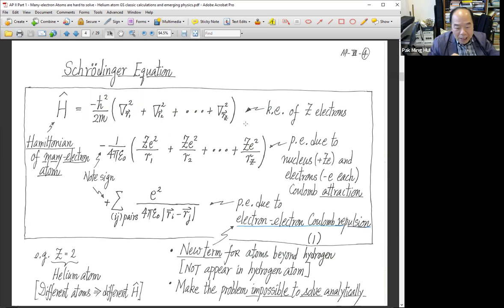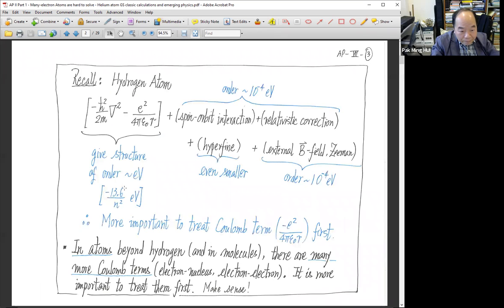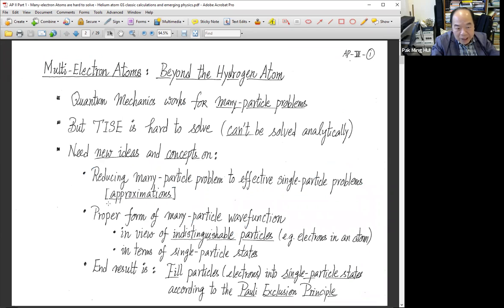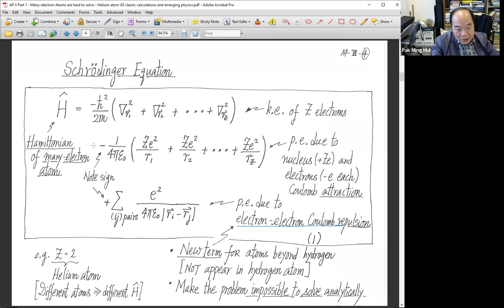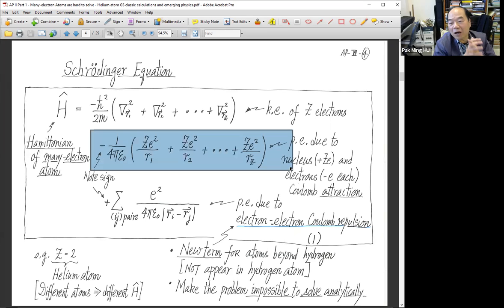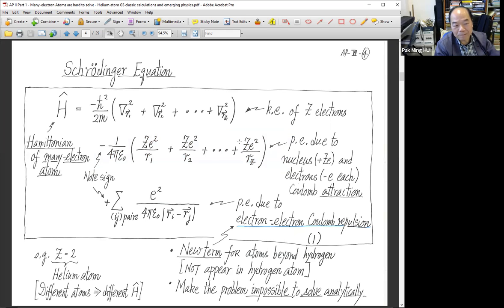And then each electron will see the nucleus. So there will be a Coulomb attraction, right? So minus Ze squared divided by the separation from the origin of electron number 1, number 2, number Z. So these are the electrons seeing the nucleus attractive Coulomb potential energy. All right, simple, still simple.